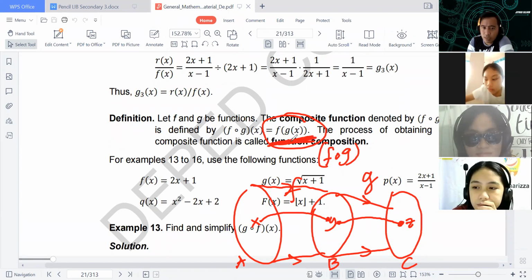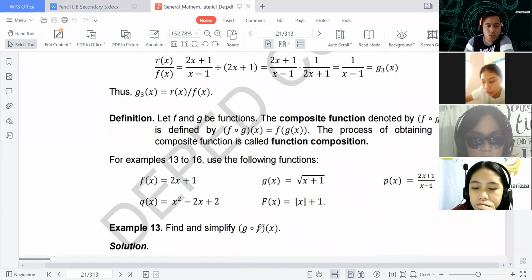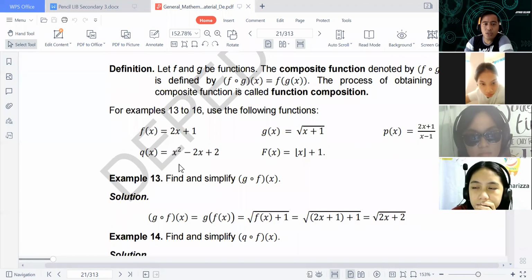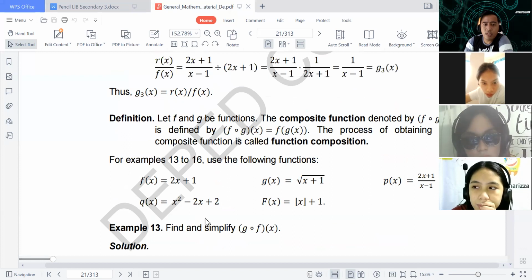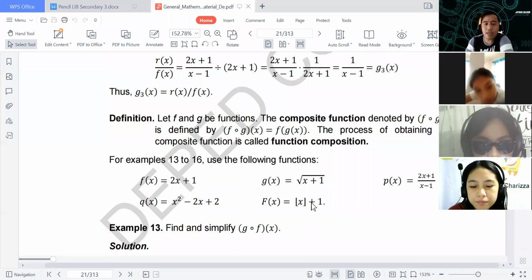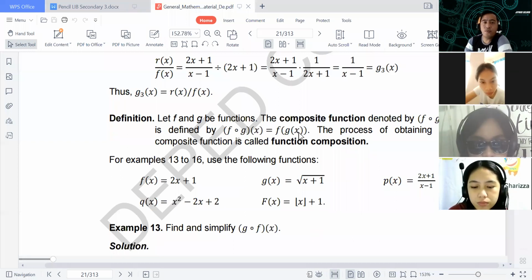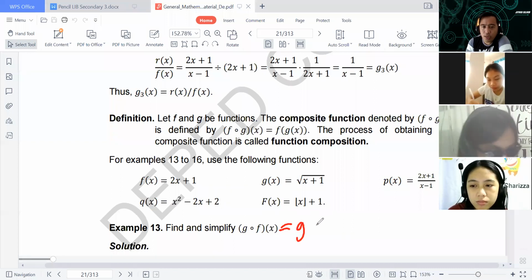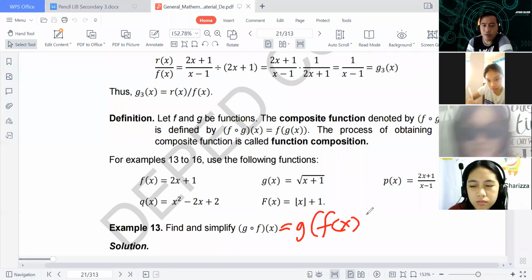Okay? It will be using this form. Okay? Let us have an example. Say for example, you are given these functions: f of x, g of x, p of x, q of x. You are asked to find the composition of function of g and f of x. Since we are asked to find this, from the definition, this is just g of f of x.